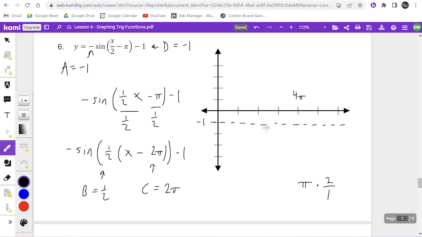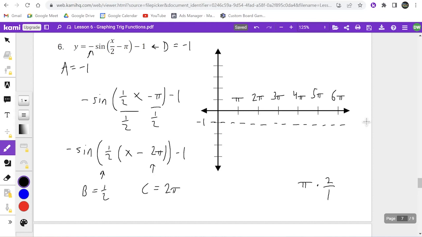Then I need to cut in half twice. So 1, 2 tick marks to the right. That's 2 pi. And then another tick mark to the right. That's pi. And then the missing one, this is probably the easiest one today. Pi, 2 pi, 3 pi, 4 pi. Then you got 5 pi. Then you got 6 pi. Yeah, this one's fun. I like this one.